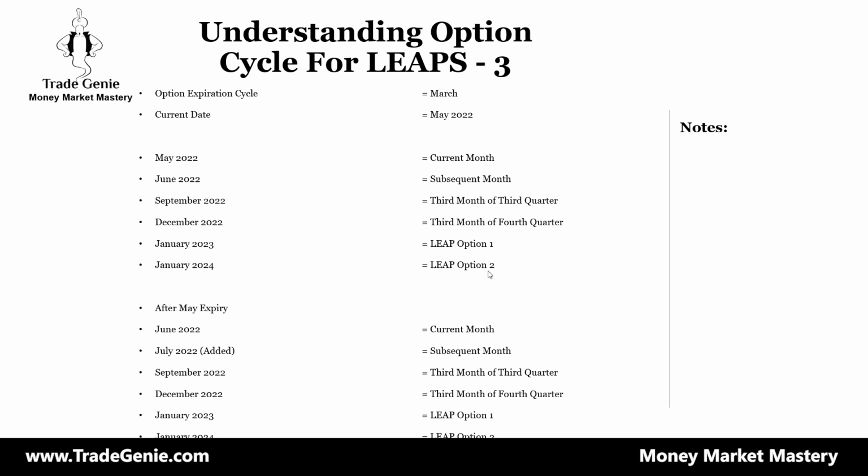January 2023 was there, is there. January 2024 was there, is there. So what happened? One month is added when March expires in the month of May. The month of May expires and it belongs to the option expiry cycle of March, so July is added as part of the logic.